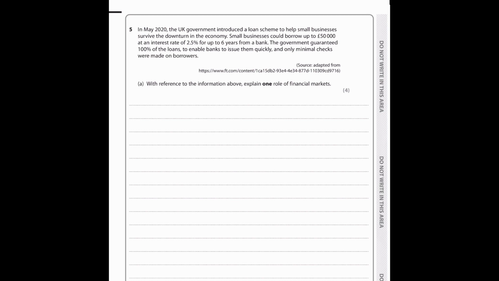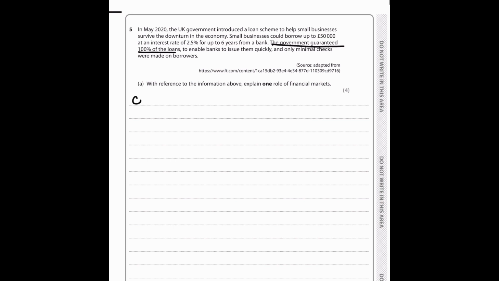So this is actually important, this bit, the government guaranteed. That means that the banks basically don't lose any money if whoever takes out the loan can't pay them back, because the government will pay them. So there's no incentive for banks to not pay out loans to people. With reference to the information above, explain one role of financial markets.